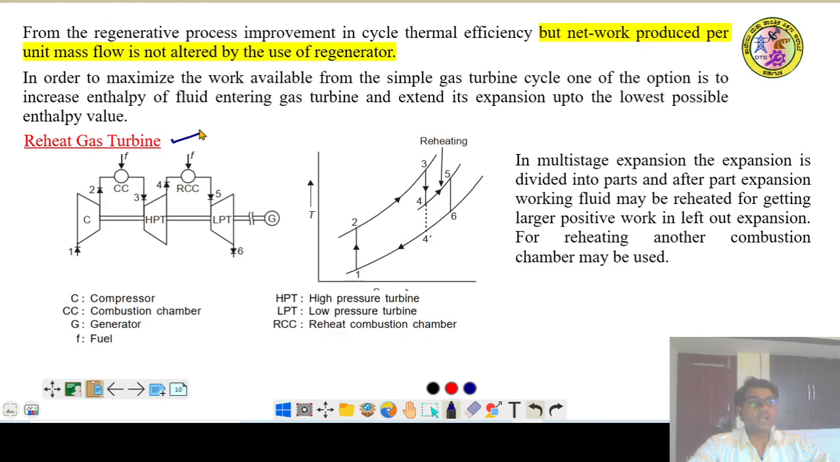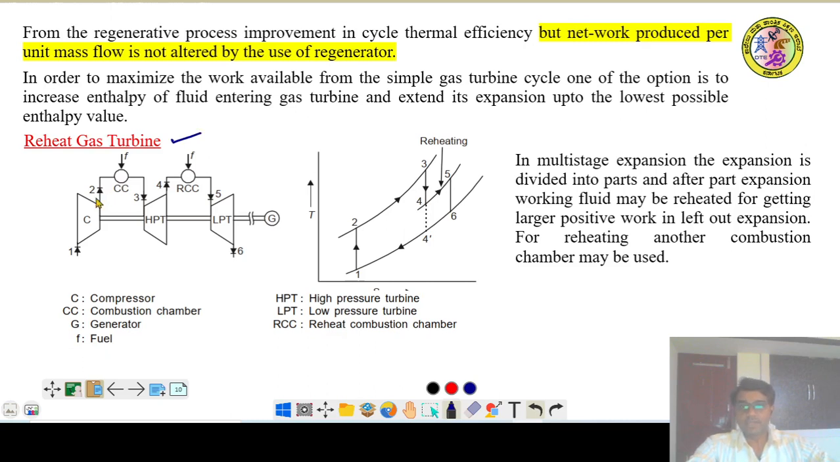So this is called multi-stage expansion. In between the multi-stage expansion, I am going to reheat the compressed air stream. After the part expansion, I reheat it, then I expand further. In this way, definitely the work done during the cycle is going to be increased.